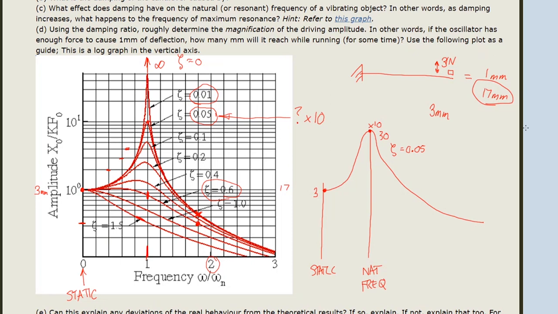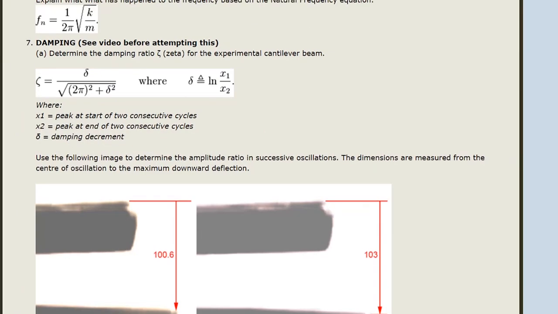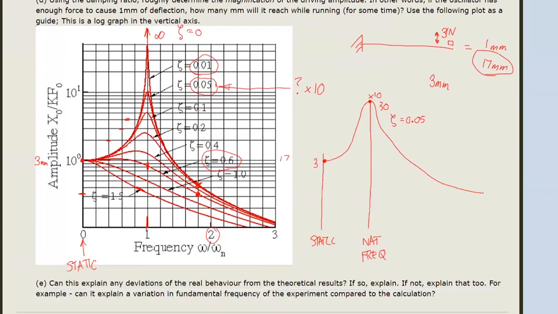All right, so that's basically the idea of where we're going to. But the only thing we have to do now is we need to know how to get that number. How do we get that number? So let's go back to the notes here. Right, now there's two things going on. There's the damping decrement and the damping ratio. The damping ratio, which is that zeta, is the one we're looking at. So that graph shows damping ratios. So this zeta thing is what we call damping ratio.